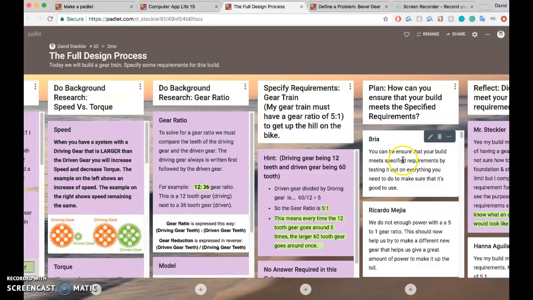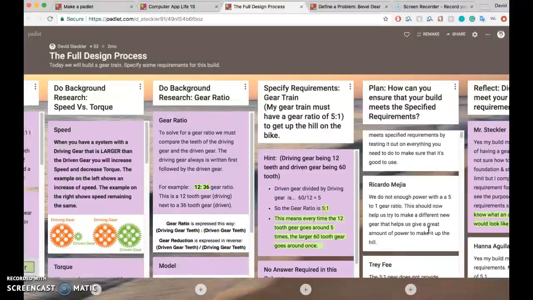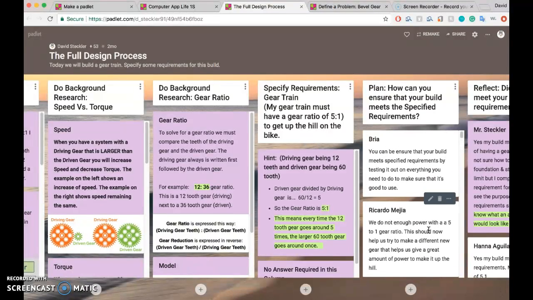You can ensure that the build meets the specified requirements by testing everything you need to make sure that it's good to use. They realize that they were about to build something that didn't have enough power, so they're planning out on here, and they can read each other's responses so that if they're not sure what to put, they can get an idea from other students and let those students have their thoughts shine.